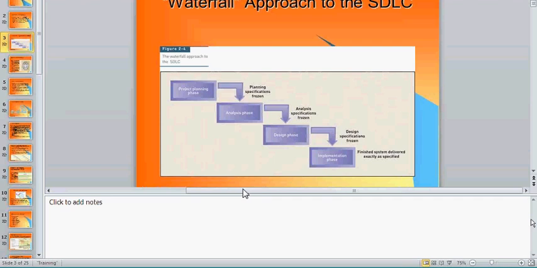Shadab, you don't know what the activities are that are done in the design phase. Do you remember them? No, not exactly. All right, please mute yourself, Shadab.